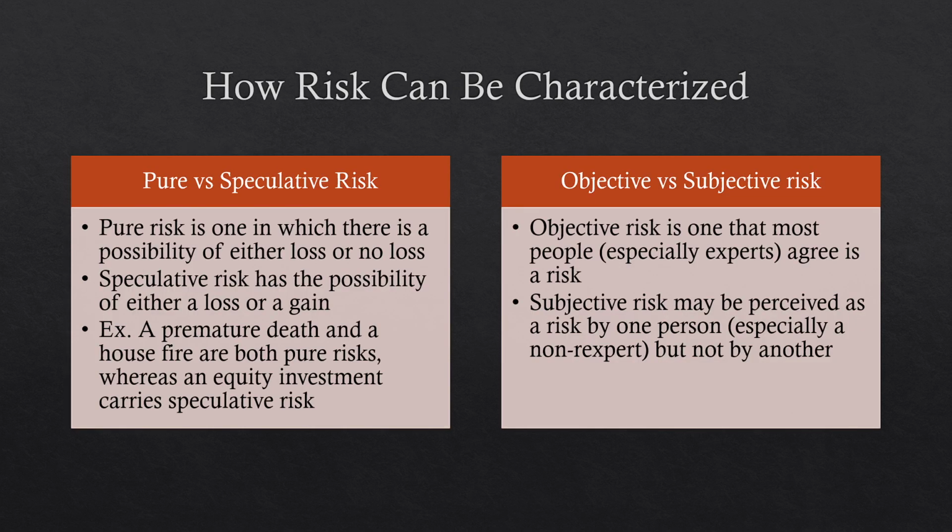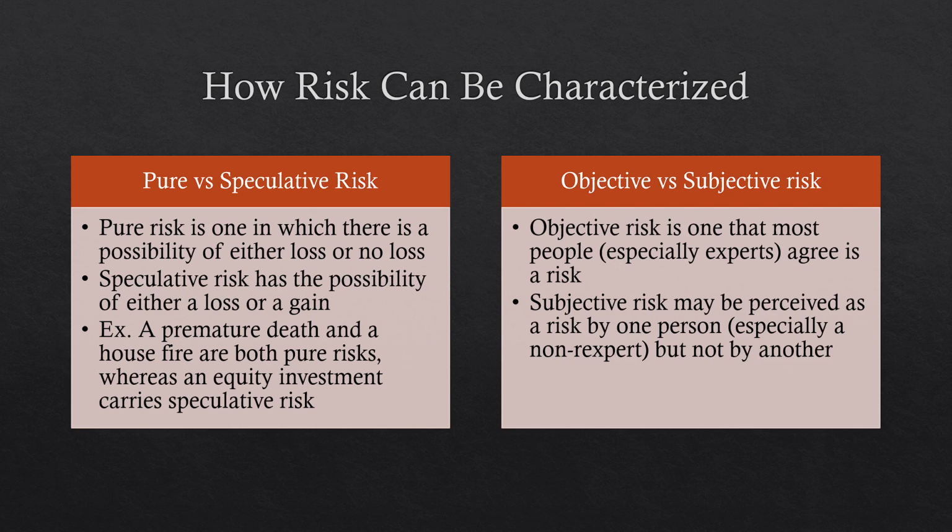Now, how can risk be characterized? There is pure versus speculative risk. Pure risk is one in which there is a possibility of either loss or no loss, whereas speculative risk has the possibility of either a loss or gain. An example of this is that a premature death and a house fire are both pure risks. You either lose or you don't lose. Your house either burns down or it doesn't. Whereas an equity investment carries speculative risk. You have the possibility of the investment going up or going down in value.